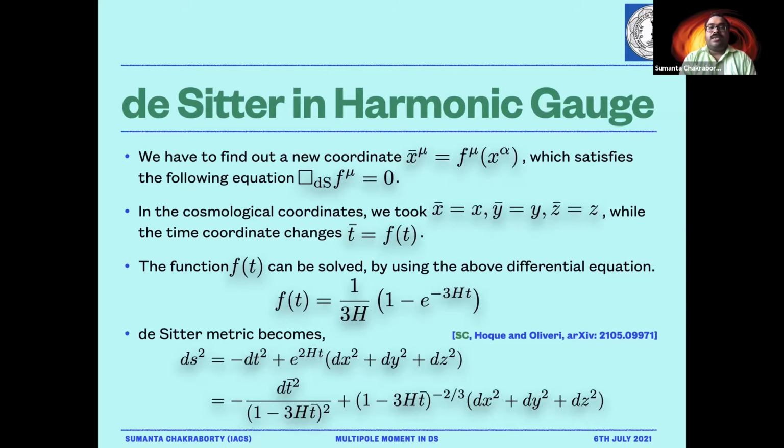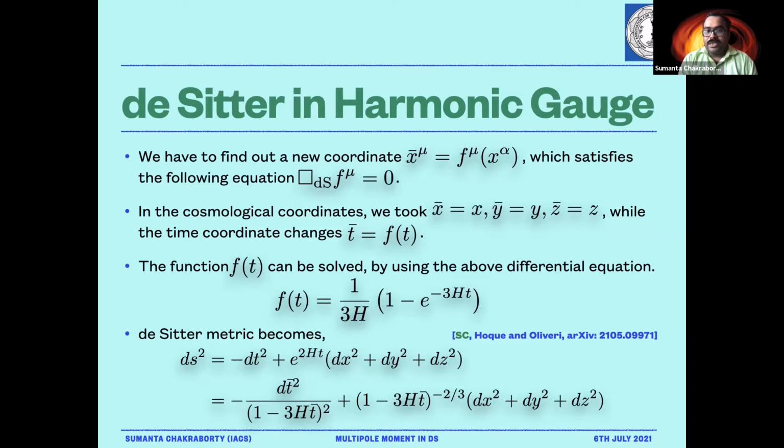And it turns out that if I want this new coordinate system to satisfy the harmonic gauge condition, they should satisfy the equation, which is box for de Sitter acting on f mu equal to 0. Since the spatial part is almost identical to that of flat space-time, we took x, y, and z to be identical to x bar, y bar, and z bar. So the Cartesian part doesn't change, while it's only the time coordinate which changes. So t bar goes to f of t.